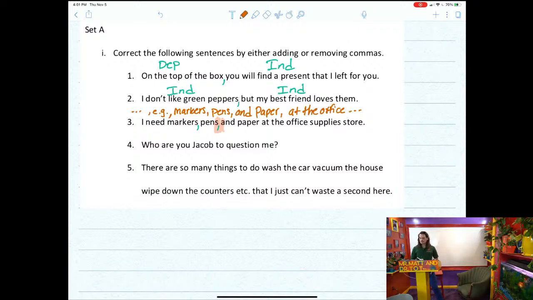4: Who are you, Jacob, to question me? So Jacob is being addressed by name and it's occurring mid-sentence, so we need to offset his name with commas.